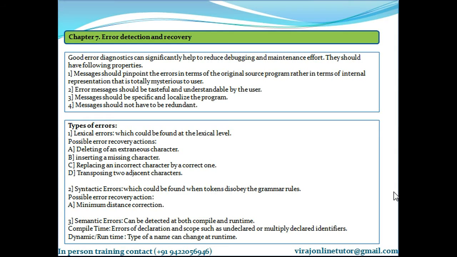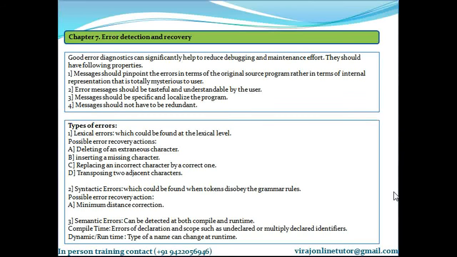So what are the possible error recovery strategies for lexical errors? First is deleting an extraneous character. Second, inserting a missing character. Third is replacing an incorrect character by a correct one. And fourth is transposing two adjacent characters. So these are the different possible error recovery actions, like deleting extraneous characters, inserting a missing one, replacing an incorrect character with a correct one, and transposing two adjacent characters, right? Next type of errors are syntactic errors.